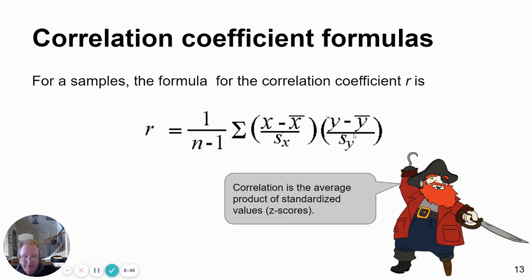The correlation between height and weight is exactly the same regardless of the units of measurement. So I could be measuring height and weight in inches and pounds or centimeters and kilograms, and I'll get the exact same correlation coefficient. I put a pirate there just in case you want to have a talk like a pirate day.